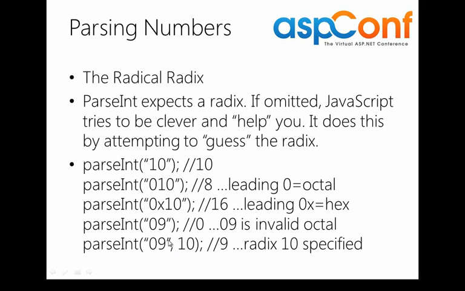But then if you did 09 and as the second parameter you passed in 10, you would actually get 9, because you have then explicitly stated that the radix is 10.